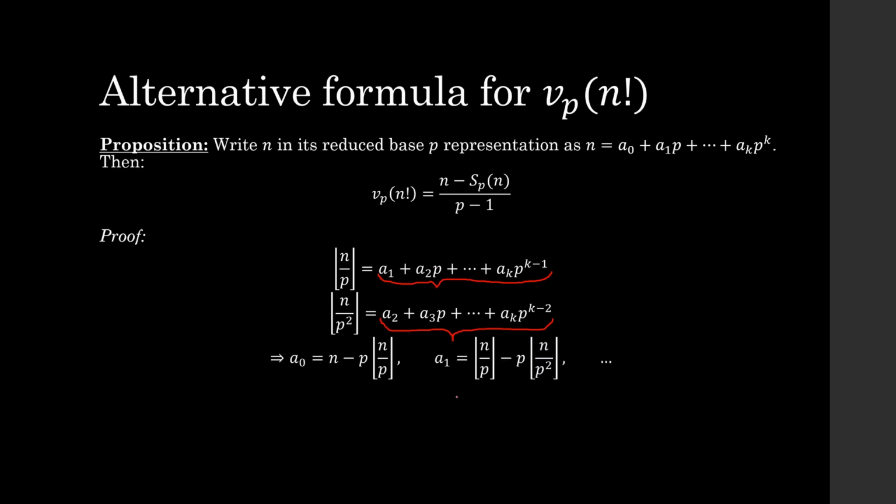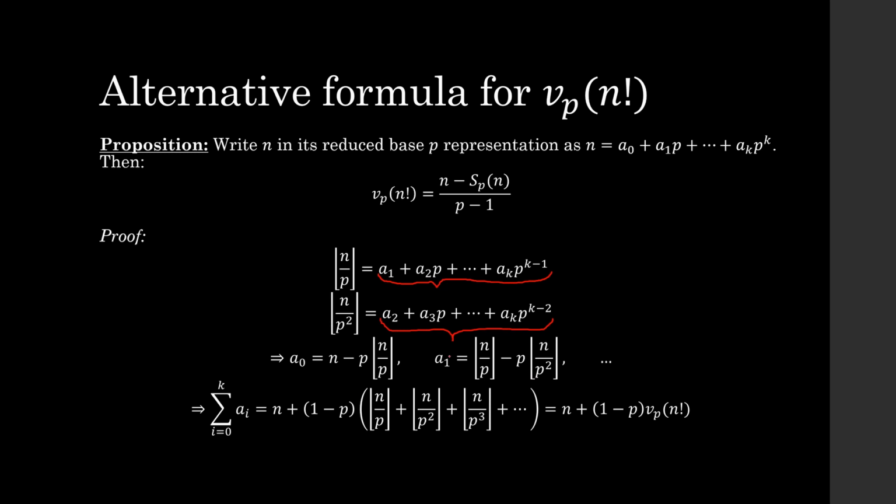That implies that I can rearrange this at the front to note that a0 is just n minus all these terms multiplied by p. Those terms multiplied by p are these terms, so it's n minus p times the floor of n over p. That's going to be a0. Similarly, a1 is going to be the floor of n over p minus p times the floor of n over p squared, and you can check this for yourself again. If I multiply these terms by p, I get all these terms there, and if I subtract them, I'm only left with a1. I can go on for all of them. In general, ai is going to be the floor of n over p to the i minus p times the floor of n over p to the i plus 1.